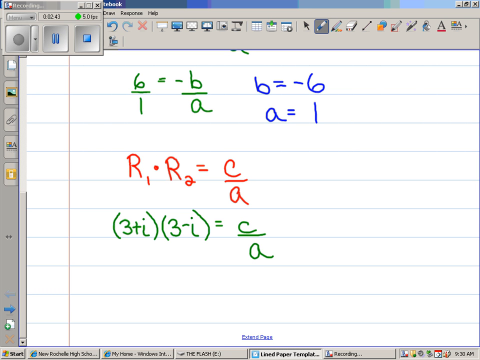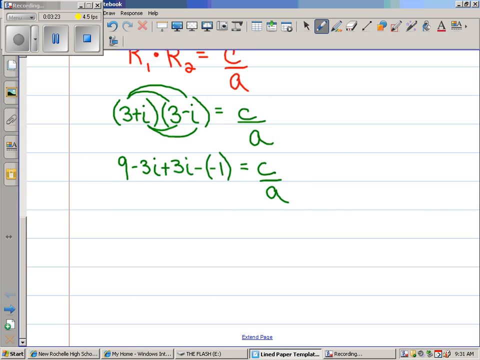You know, that's really easy in a calculator, right? We could just plug it in. Maybe we should do it out. Let's try and just do it really fast in our heads, okay? 3 times 3, 3 times negative i. How much is 3 times 3? 3 times negative i is minus 3i. How much is i times 3? Plus 3i. What about i times i? Remember that? And i squared is how much? No. i squared is negative 1. So this is negative 1 equals c over a.